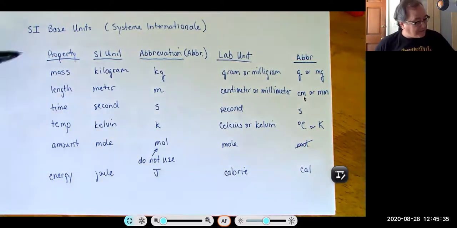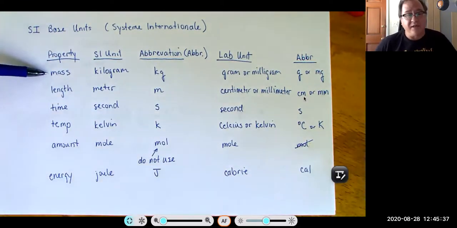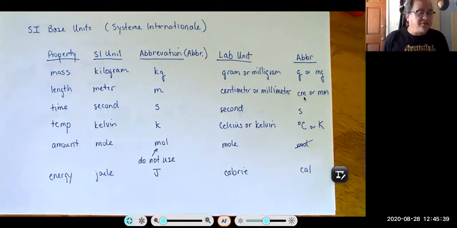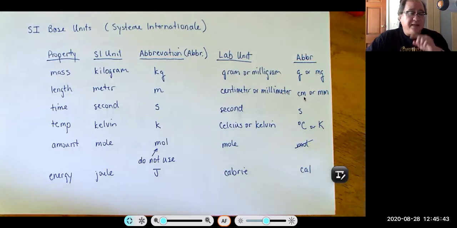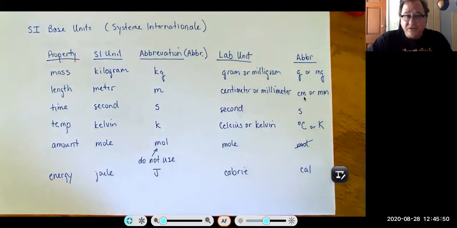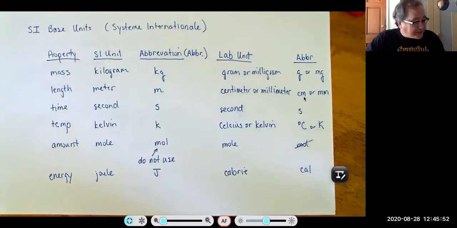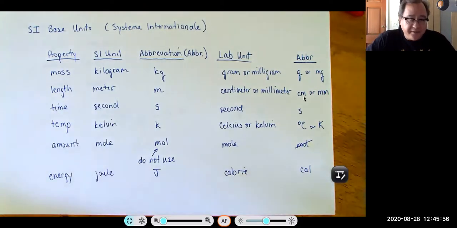One property is mass. Mass is the amount of matter in something. When we talk about the amount of matter in something, that amount does not depend on where the mass is. For mass, we usually measure things in grams, and it's not the same as weight. Weight is your gravitational attraction to something.